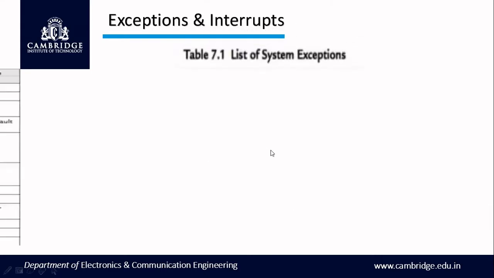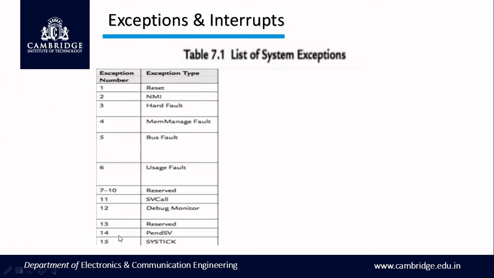There are 15 exceptions. These are the exception numbers and these are the exception types. Exception number 1 refers to reset, which is used for running the reset handler. Exception 2 stands for non-maskable interrupt, which means that this interrupt cannot be disabled. It has to be given the highest priority next to reset.